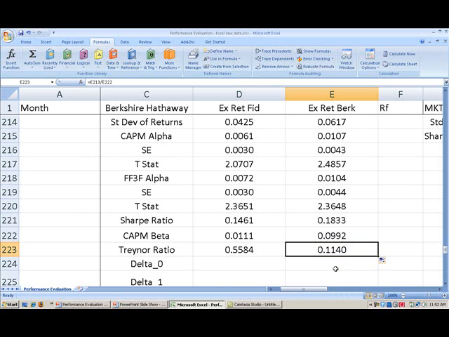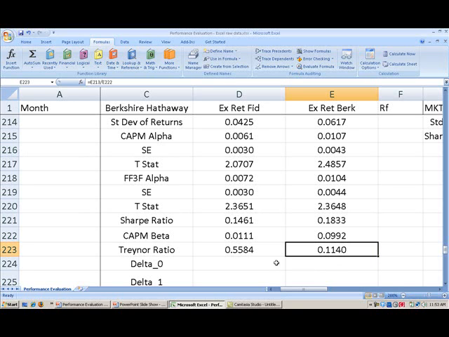Now here's a problem with the Treynor ratio. The CAPM betas for these two stocks, for these two portfolios, are very low. But the Fidelity beta is almost 8 times smaller than the Berkshire beta. Even though both are very small, the Fidelity beta is still smaller. And this means that the Treynor ratio could be misleading.